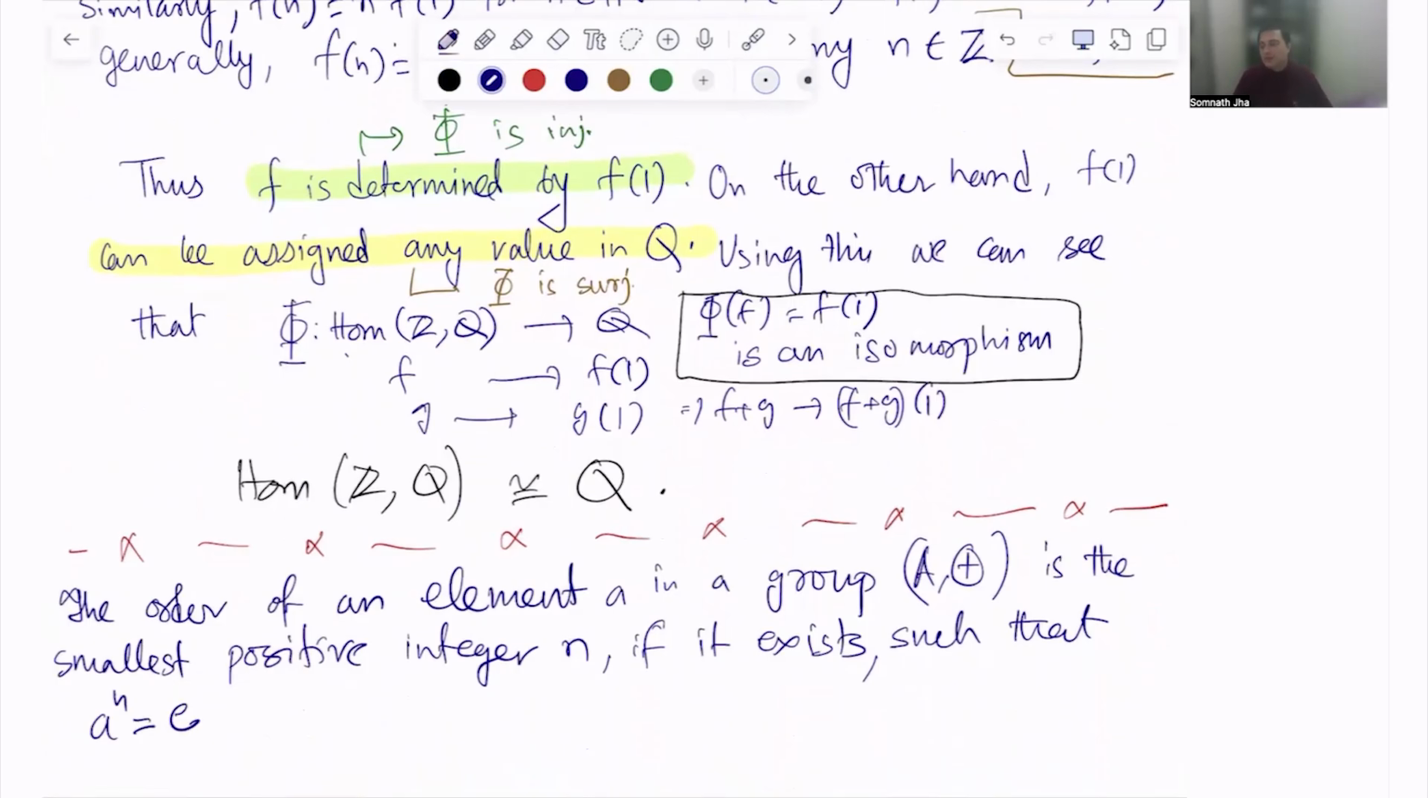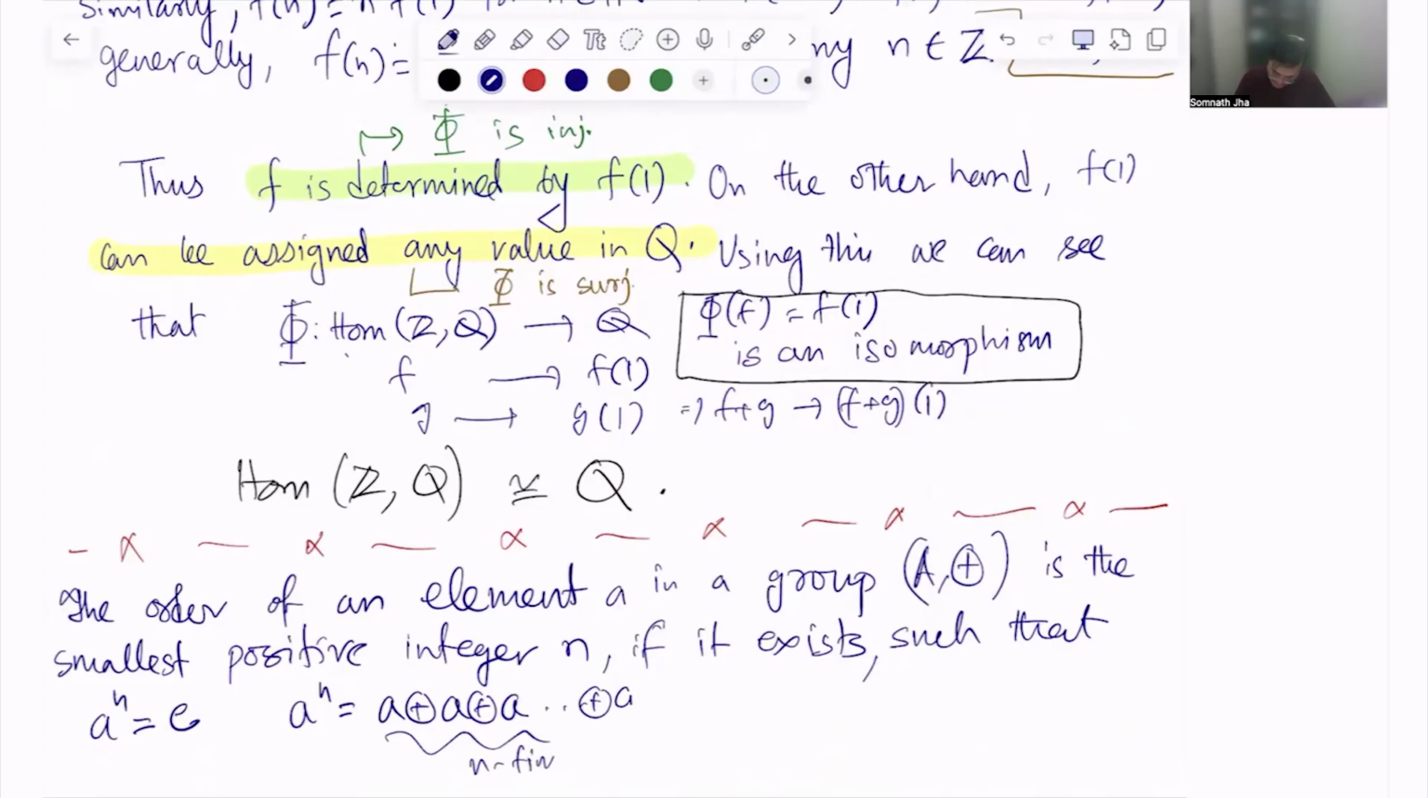And now that we are getting used to groups, we are not going to write this operation symbol. We are just going to write a to the power n. So what is the meaning of this? a to the power n here means a composed with a composed with a, n times.